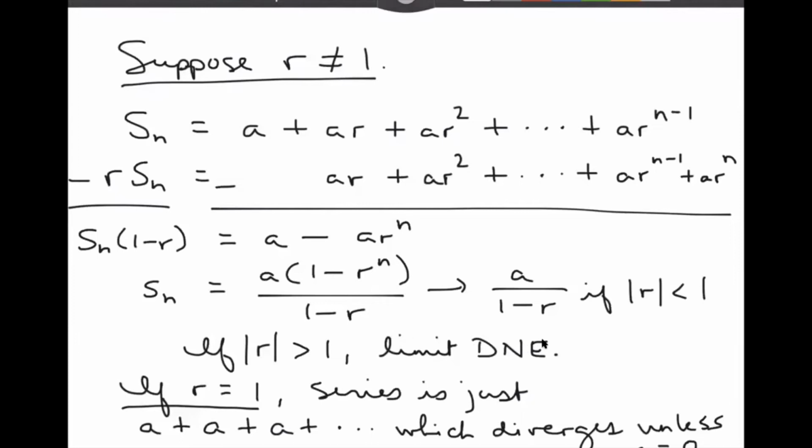Okay. So there's just one more little piece we have to talk about. At the beginning, we assumed that r was not equal to 1. So what if r is 1? Well, that case turns out to be very simple. If r equals 1, then this geometric series is just a plus a plus a, continuing forever, which, as long as a is any number other than 0, that series is going to diverge.